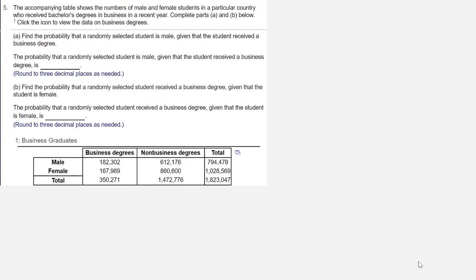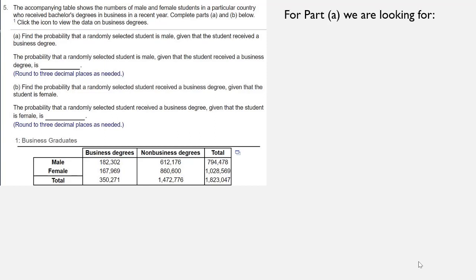So the accompanying table shows the numbers of male and female students in a particular country who received bachelor's degrees in business in a recent year. Complete parts A and B below. Click the icon to view the data on business degrees. It's already there at the bottom for us.